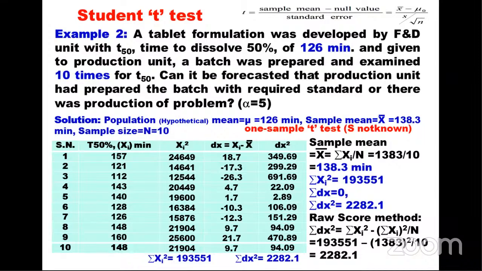Is it reliable? So I calculated xi square, then the difference in x, and difference in x means xi minus x bar. X bar we calculated by summing up all the 10.